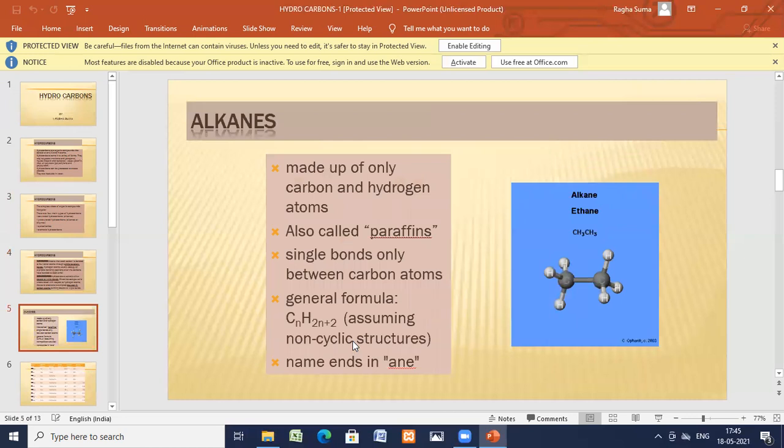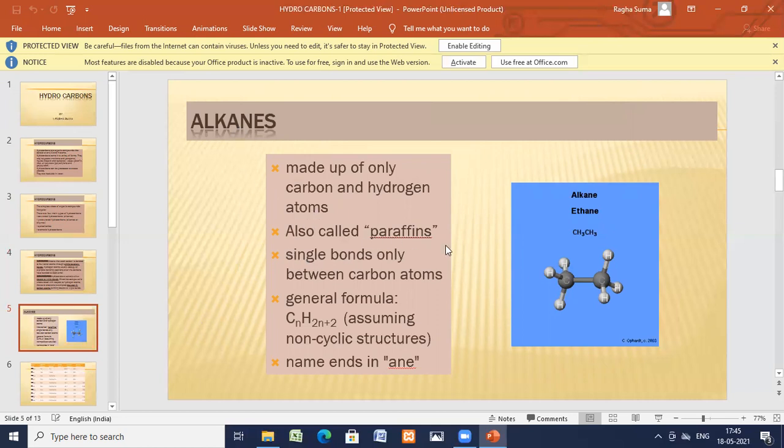Here, the alkanes are made of only carbon and hydrogen atoms, also called paraffins. They have single bonds only between the carbon atoms. The general formula, which we have discussed previously, is CnH2n+2, with a non-cyclic structure. Here the name ends with 'ane'. We'll see the nomenclature in the next slide.